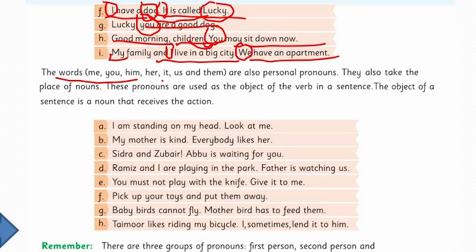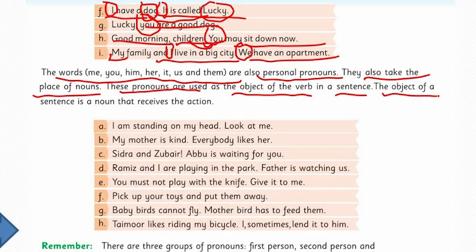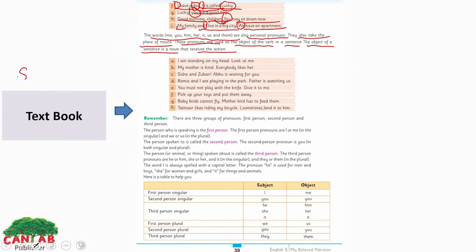The words me, you, him, her, it, us, them are also personal pronouns. They also take the place of nouns. These pronouns are used as the object of the verb in a sentence. The object of a sentence is a noun that receives the action. The subject is the doer of the action, the verb is an activity, and the object receives the action.